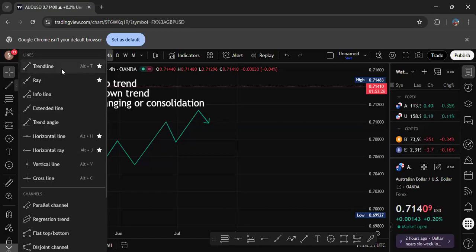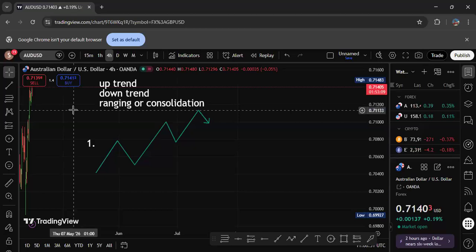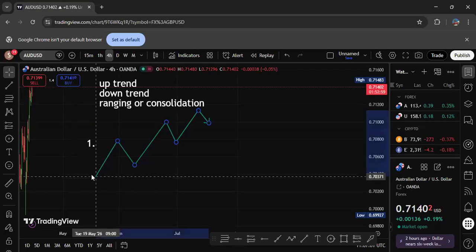So this one now we have the trend line here. So I will be using the trend line. So this is the trend line. You can just use your trend line to determine a trend. From the words trend and line, it means a line you use to determine a trend, to know the direction of the trend. So that's what trend line does.